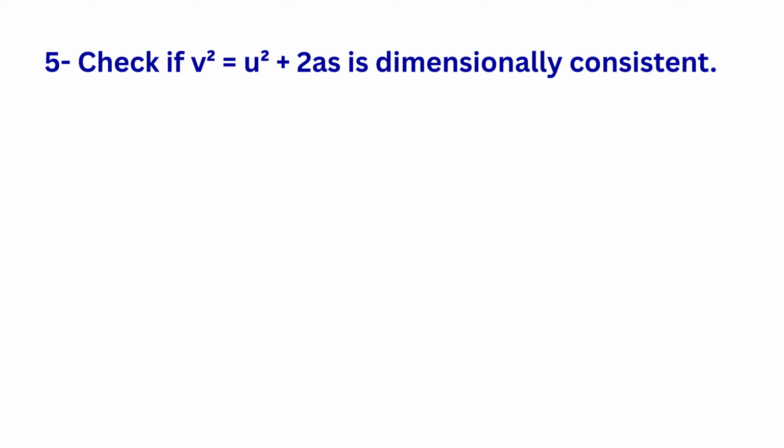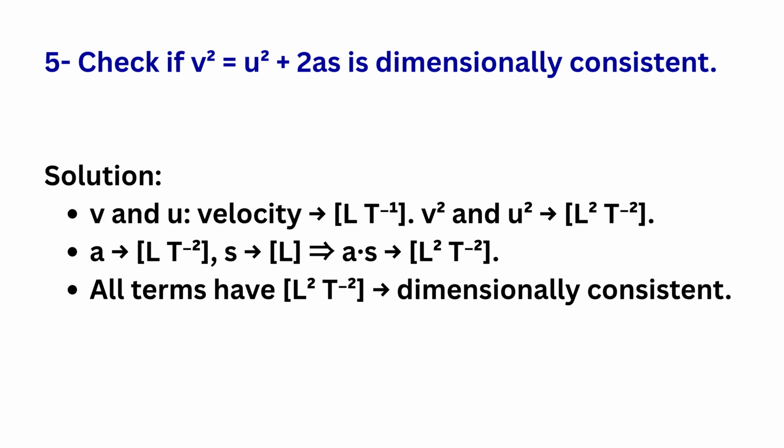Moving on to question 5. We need to check whether v squared equals u squared plus 2as is dimensionally consistent. Velocity has the dimension LT to the power of minus 1, so v squared and u squared both have L squared T to the power of minus 2. Acceleration times displacement also gives L squared T to the power of minus 2. Since both sides have the same dimension, the equation is dimensionally consistent.